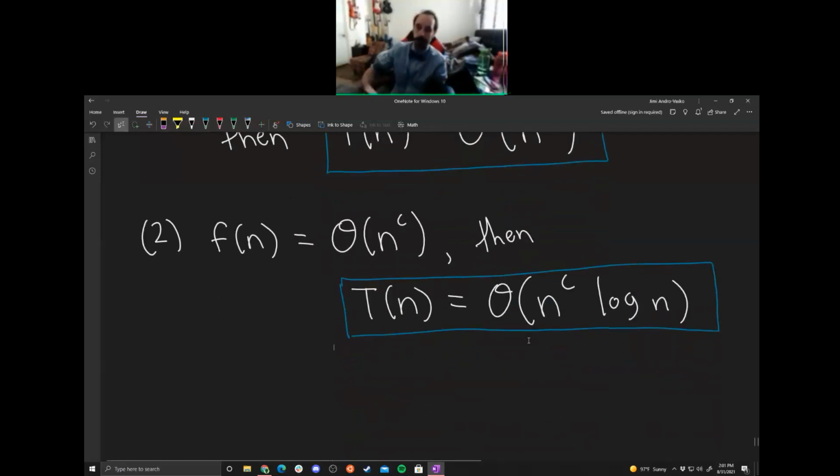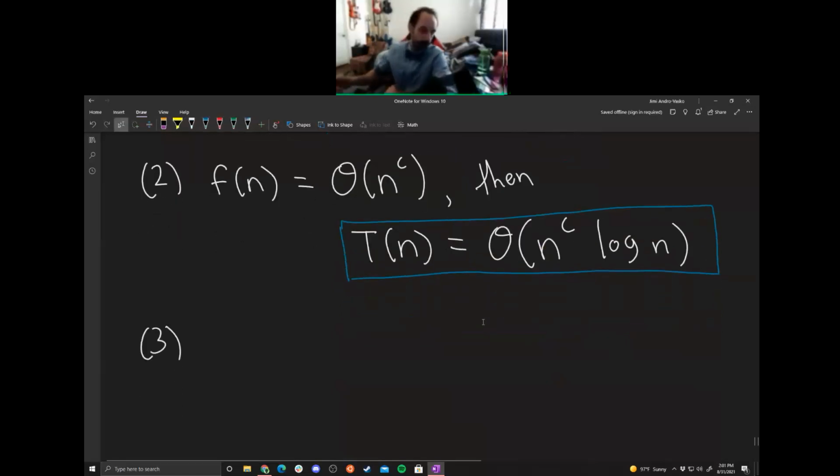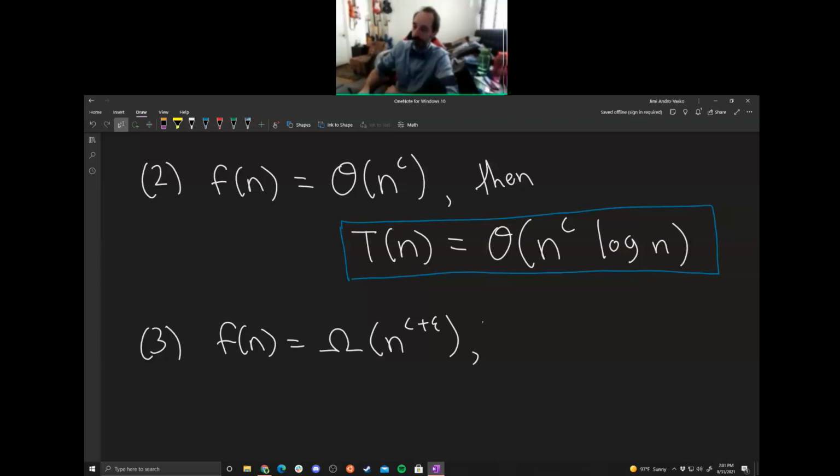And in case 3, I'll zoom out so you can see the whole notes once I'm done writing this. Case 3 is kind of the weird one, but anyway, f of n equals omega n to the power c plus epsilon. Epsilon is some small constant larger than 0. It's going to be less than 1, or it could be 1 even, but typically pick some very small constant, and it must be larger than 0. So it could be 0.0001, any constant you can think of.